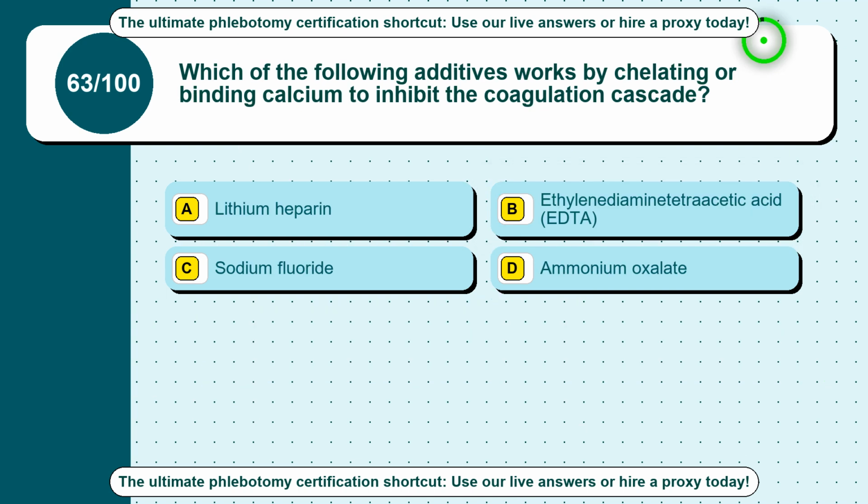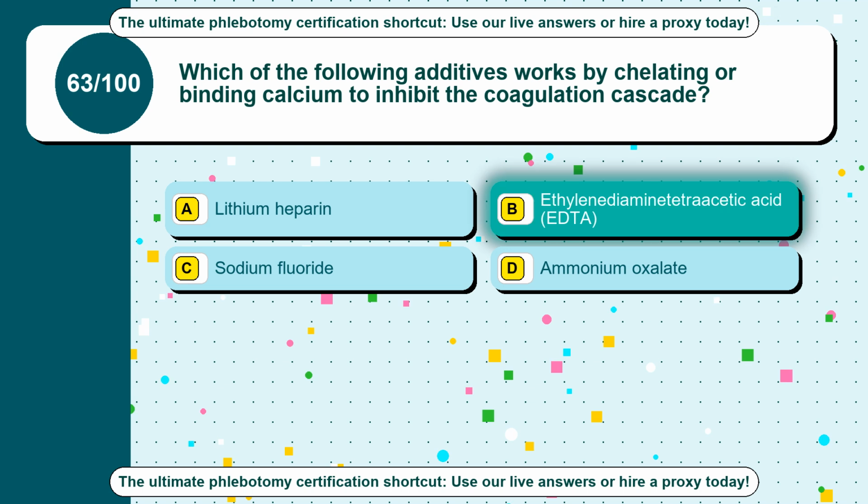Question 63. Which of the following additives works by chelating or binding calcium to inhibit the coagulation cascade? Option A, lithium heparin. Option B, ethylenediamine tetracetic acid, EDTA. Option C, sodium fluoride. Option D, ammonium oxalate. The correct answer is option B, ethylenediamine tetracetic acid, EDTA.